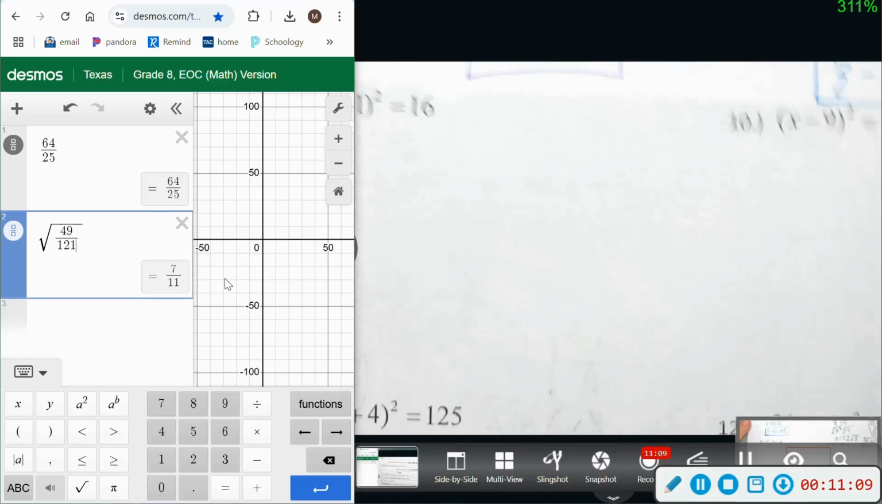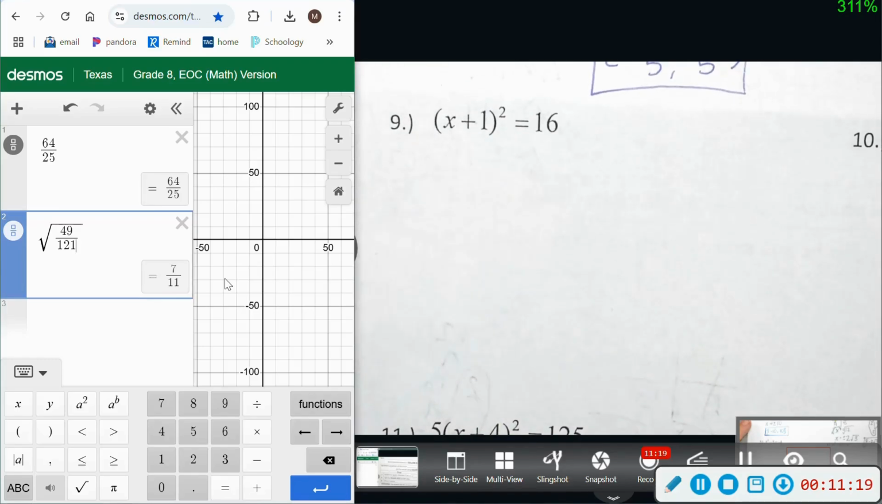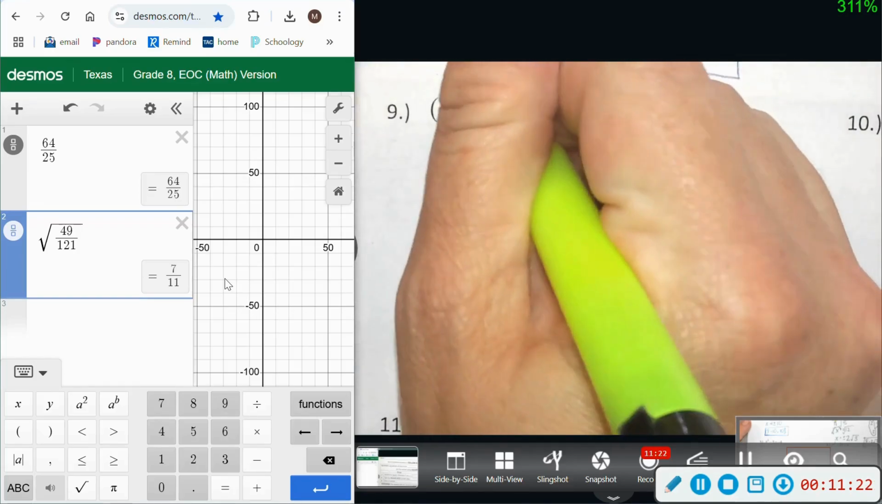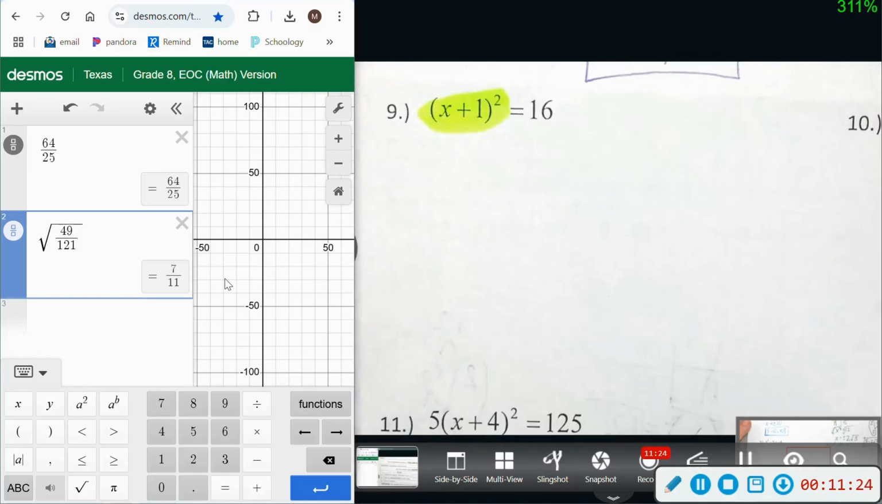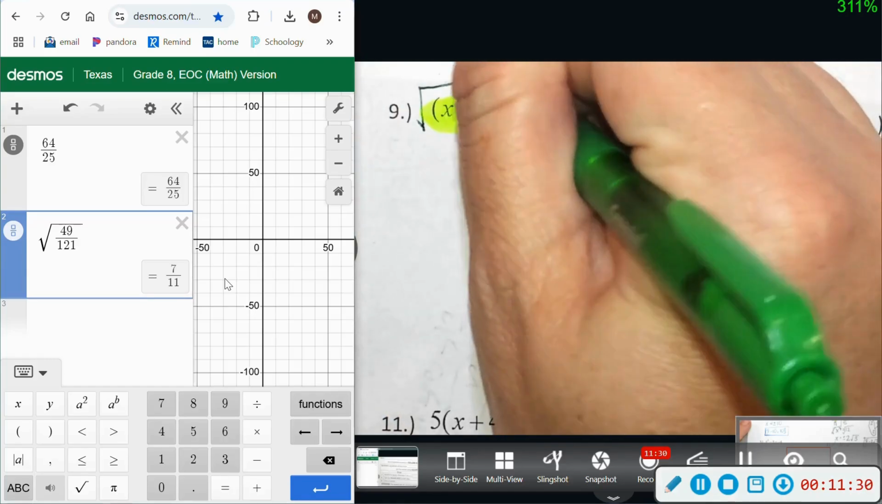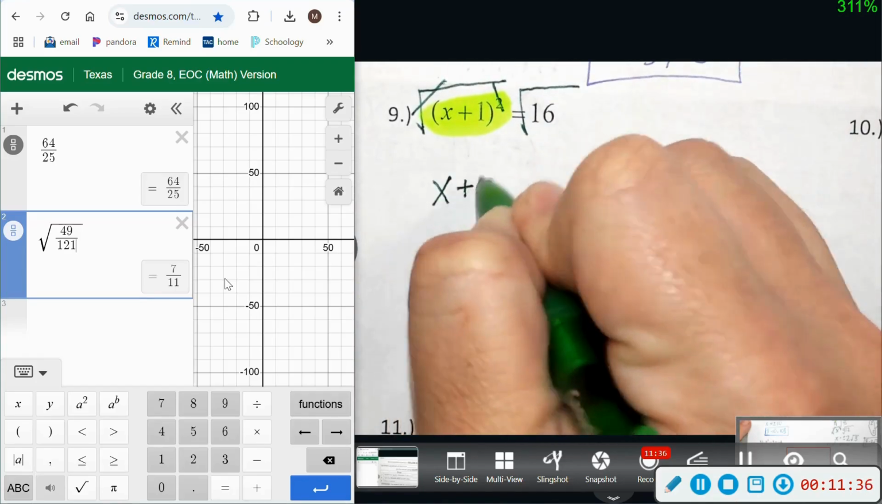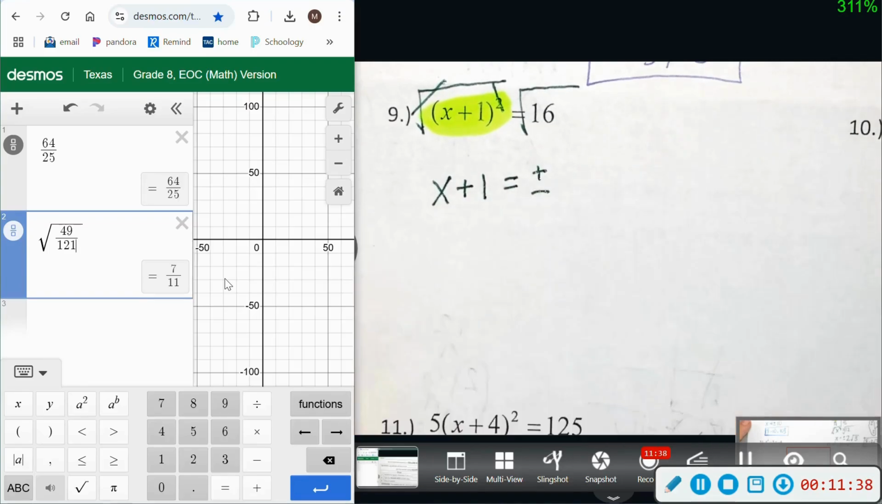Okay, what do you notice is different about number 9? There's parentheses, okay? And it still works because remember, our first step was to isolate the square. Well, isn't this whole thing squared? So is that whole thing already alone? Yeah, so then I'm ready to just square root both sides. So again, the square root cancels the squared, and we have x plus 1 equals positive or negative something.